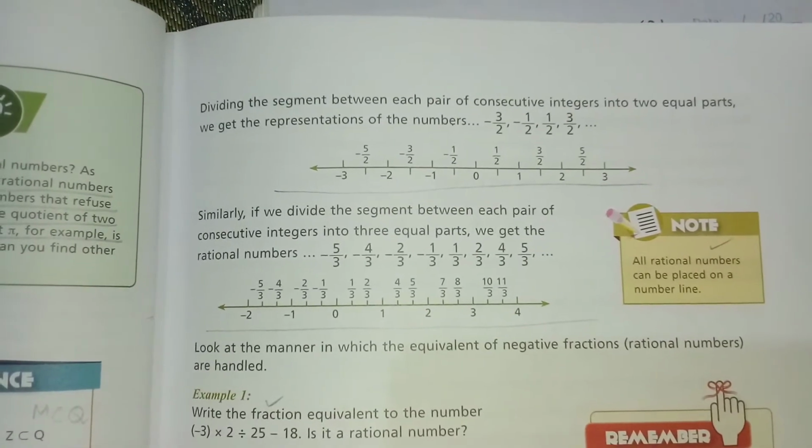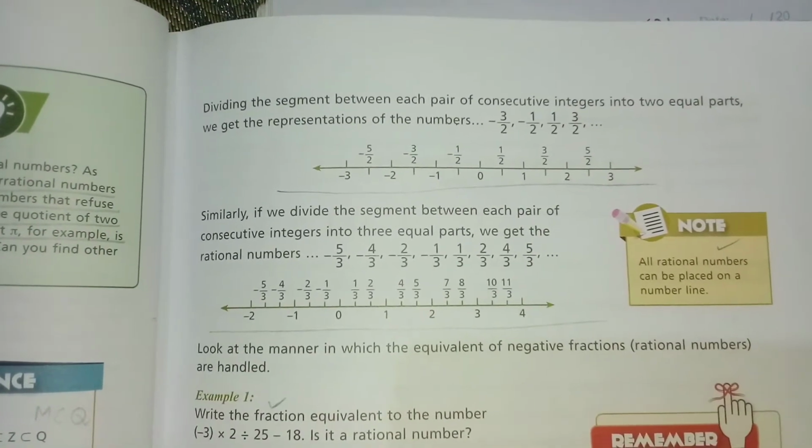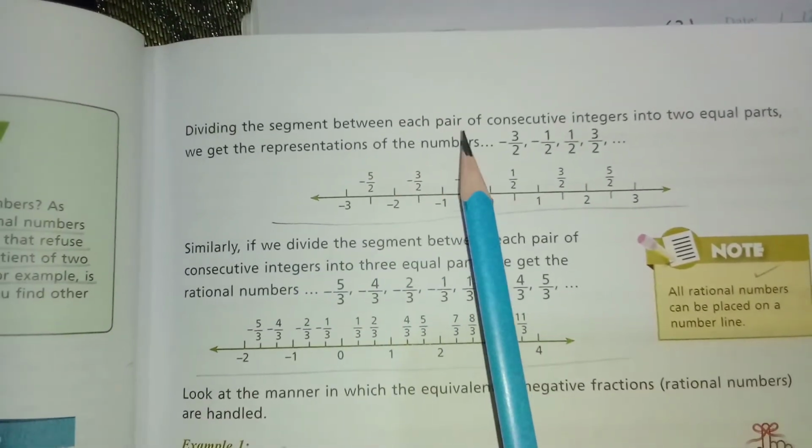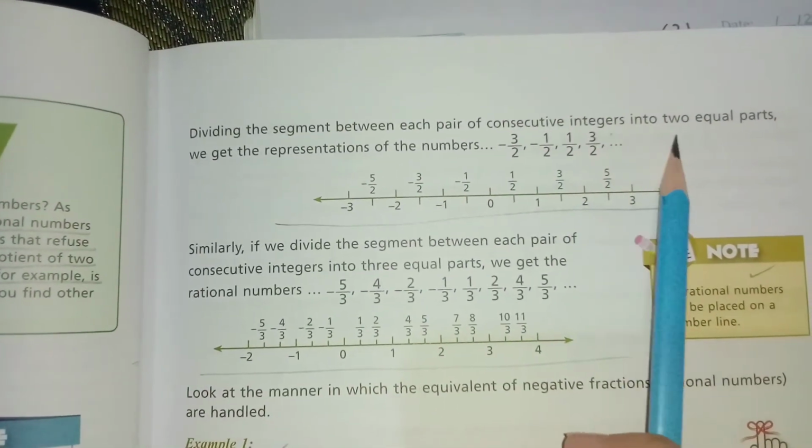Today we have to learn how to represent a rational number on a number line. So we have to divide the segment between each pair of consecutive integers into two equal parts.